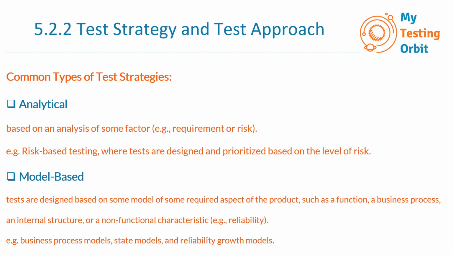Okay, so first one is analytical. This kind of test strategy is based on an analysis of some factor, for example, the requirement or risk. For example, risk-based testing, where tests are designed and prioritized based on the level of risk. So this is how we are analyzing. This test strategy is mostly based on risk, on what risks are involved for that project. And based on that, the tests are designed and prioritized.